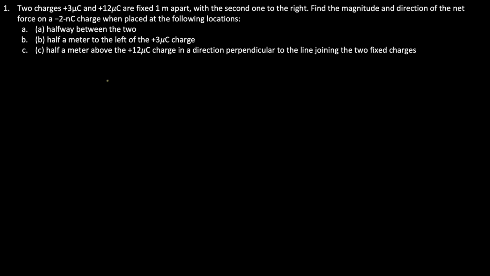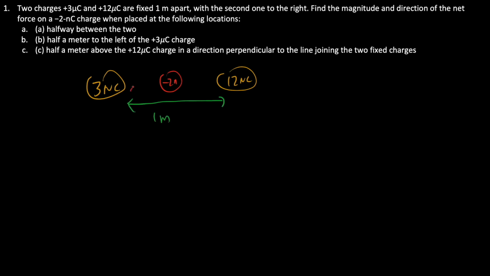So here we have a charge of 3 microcoulomb, and here is 12 microcoulomb, and the charge of negative 2 nanocoulomb is placed here. We know the distance here is 1 meter, so this must be 0.5 meters since it is midway.